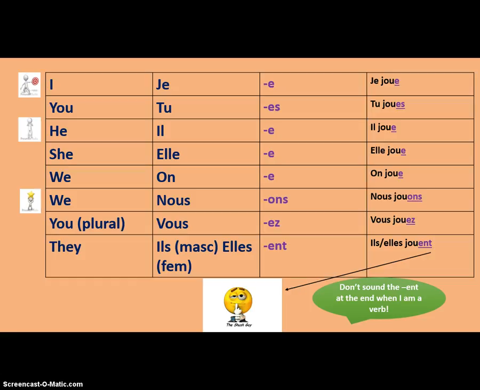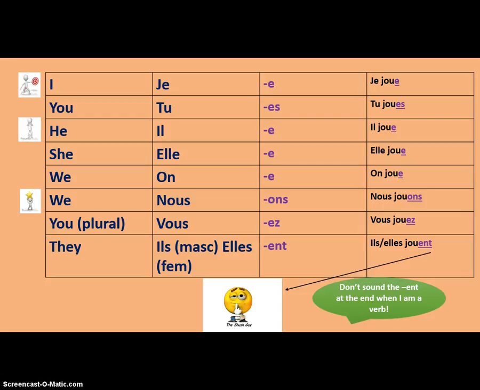Tu, for example, you're not going to sound the S at the end. We know this because we don't sound consonants generally at the end of French words. And we've also got the ENT, which you have to shush, okay, which is a bit counterintuitive, but you've got to remember when it's a verb, you don't say it, okay? And in a nutshell, this is how you build the present tense.